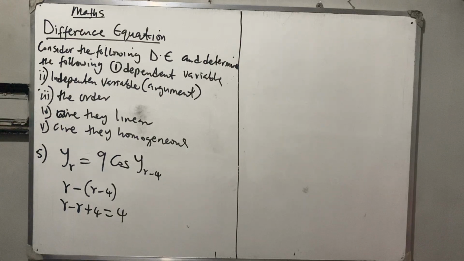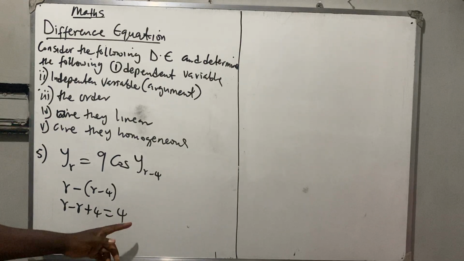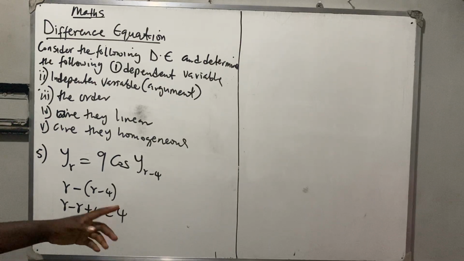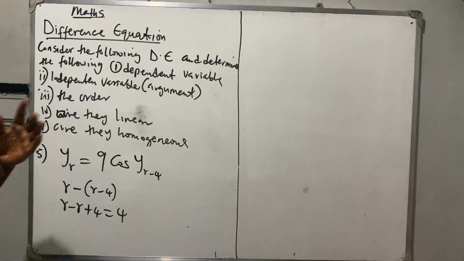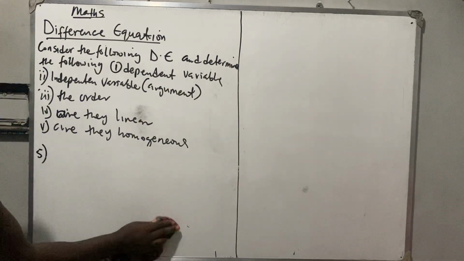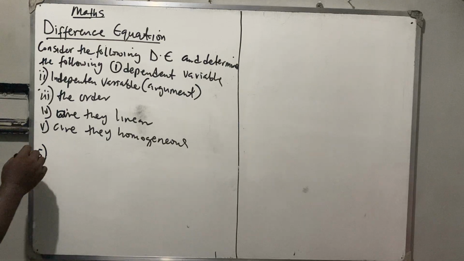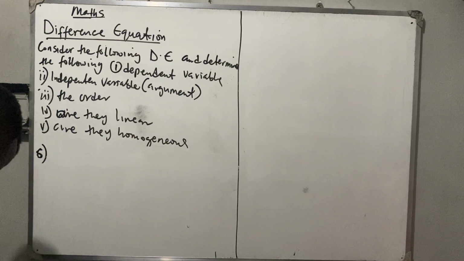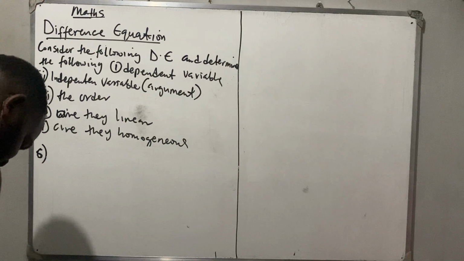So we say that this is fourth order homogeneous linear difference equation. So write it that way: fourth order homogeneous linear difference equation. Okay. So number 6. Number 6 is the last one I'm going to be solving for this type of question. Then we move to the next type of question.